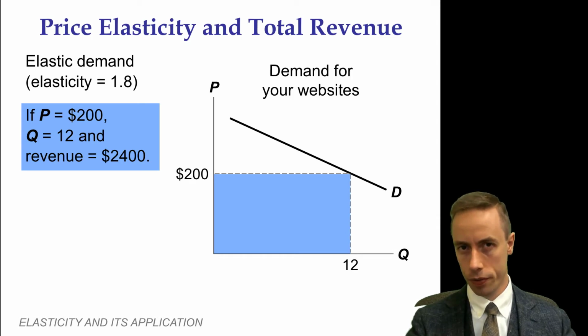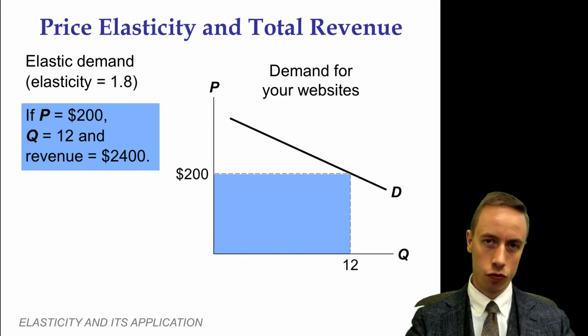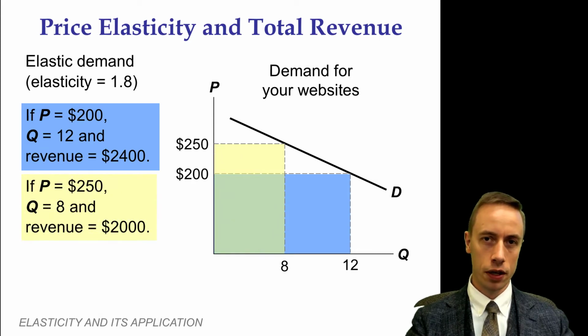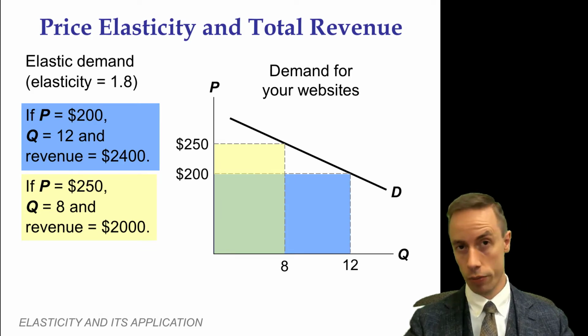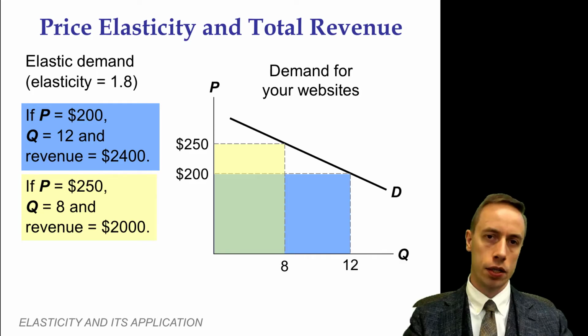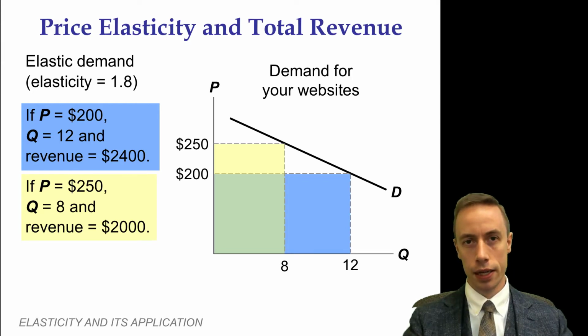Let me show you. The second price-quantity combination for our website business was, if we raise the price to $250, we now sell 8 of them. So the revenue here will be $2,000. But let's look at this in terms of the geometry. The original rectangle is the area highlighted in blue. The new rectangle, the area highlighted in yellow. You can see how your revenue changes as you raise price.